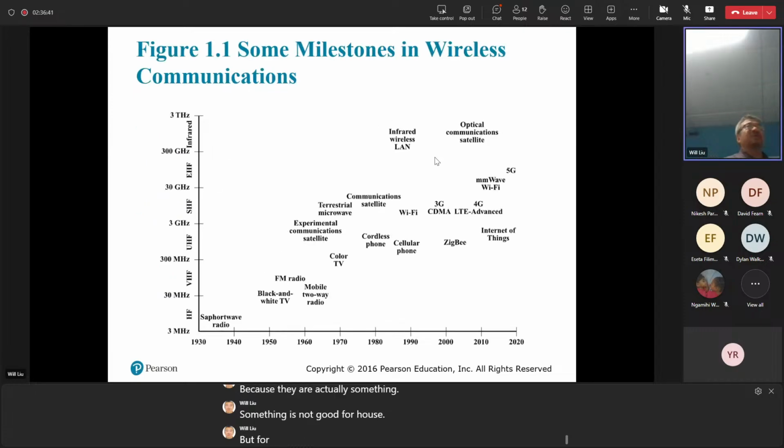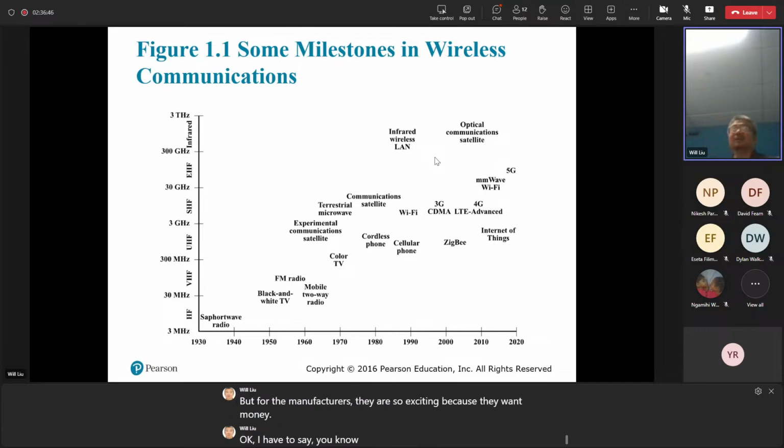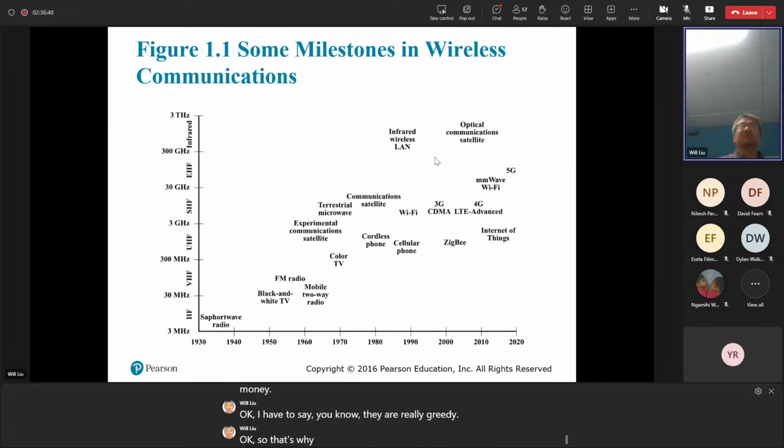But the manufacturers are so excited because they want money. I have to say, they are really greedy. That's why they keep generating new devices, new services, and they want more money.